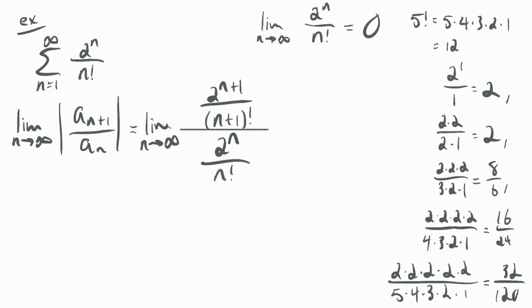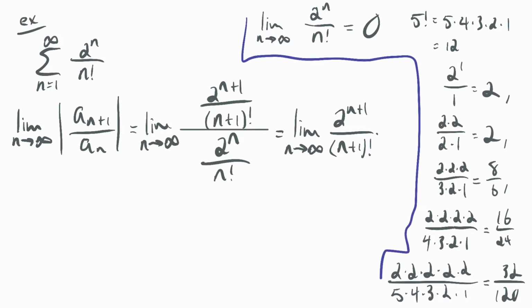Okay. I dropped the absolute value bars because all of this is positive anyway, so we don't need it. Sometimes you will, sometimes you won't. In this case, none of the terms are negative anyway. So I can rewrite this as, when you're dividing by a fraction, you can rewrite this as multiplying by the reciprocal of the denominator. So this is the limit as n goes to infinity of 2 to the n plus 1 over n plus 1 factorial times n factorial over 2 to the n.